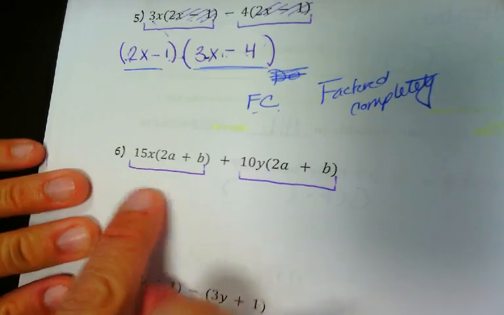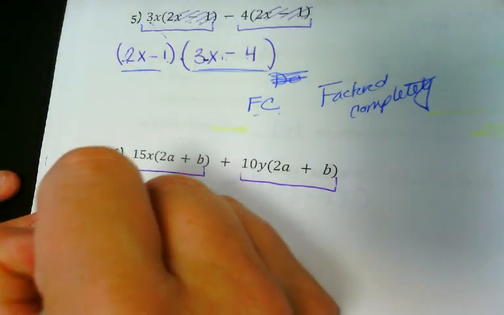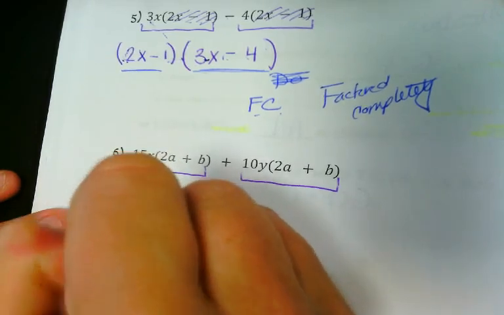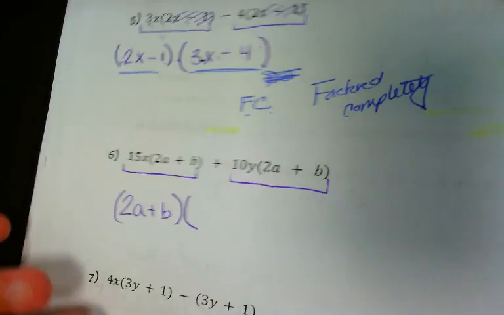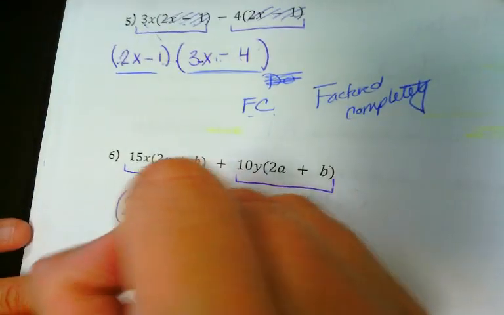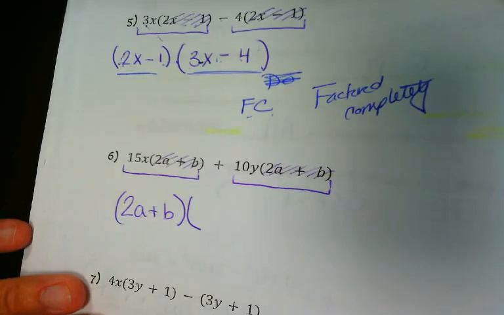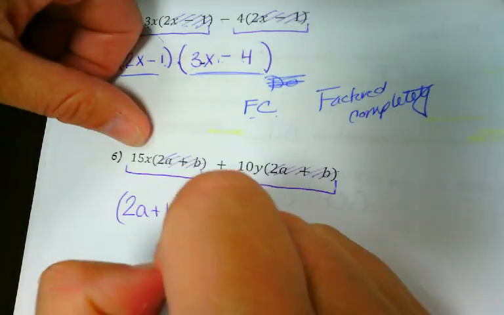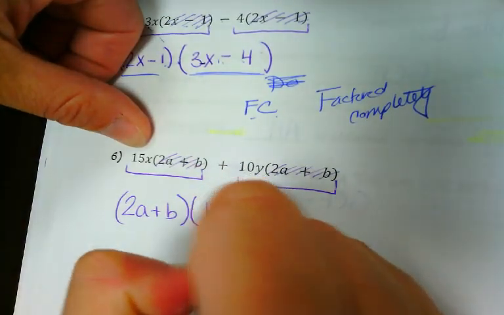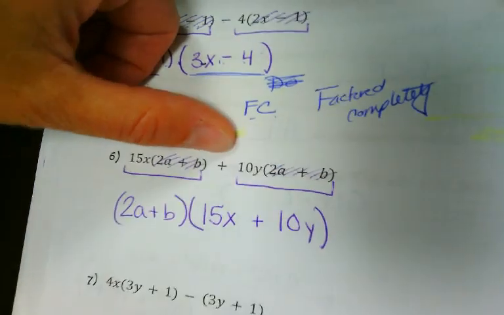Okay. What binomial do we see they have in common? 2a plus b, so that's the GCF. So again, picture crossing it right off. You're taking out 2a plus b and 2a plus b. From the first term, you're just going to have 15x. And from the second term, 10y.